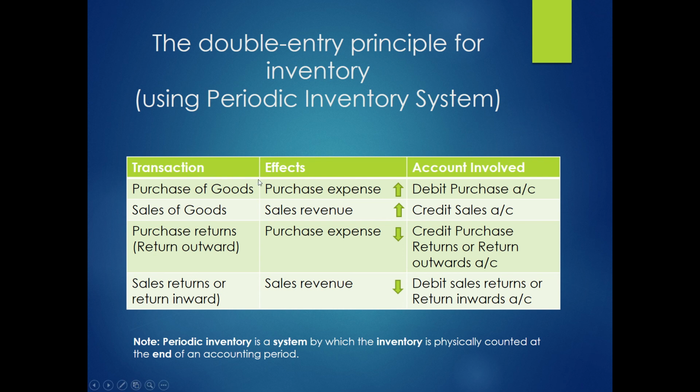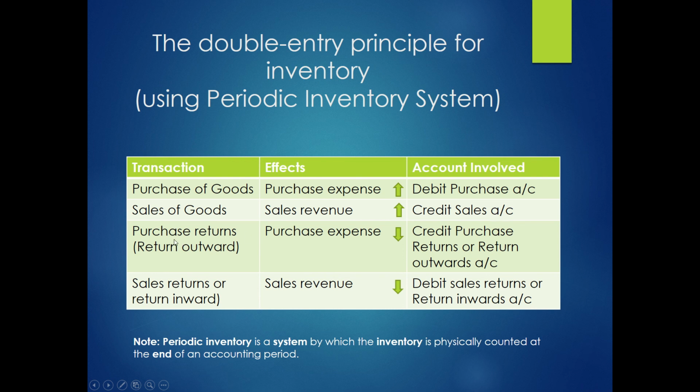And the effect for the purchase of goods: purchase expense will increase. Account involved is debit purchase account. Number 2, sales of goods. Sales revenue will increase. So, credit sales account.